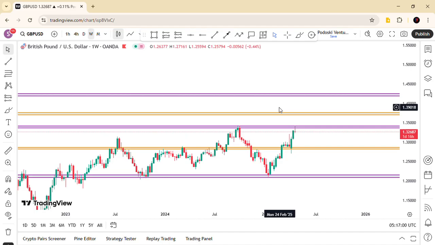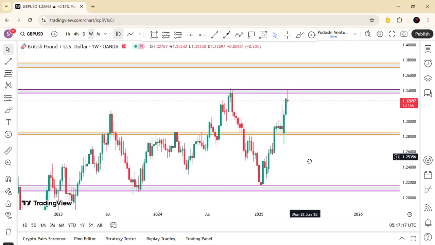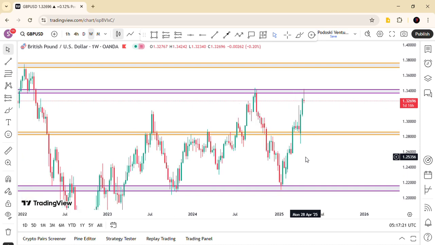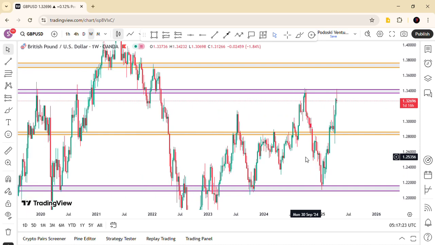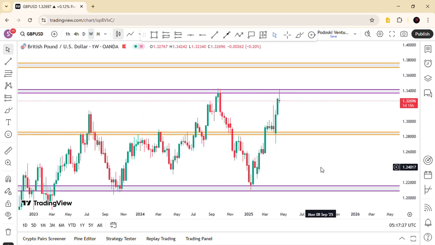Okay, so here we are on the weekly, and I have my weekly upper zone and my weekly lower zone here. On the weekly time frame, we are definitely seeing a sell from the weekly zone, dropping. Yeah, price is kind of dropping.